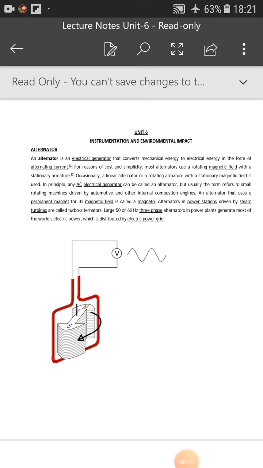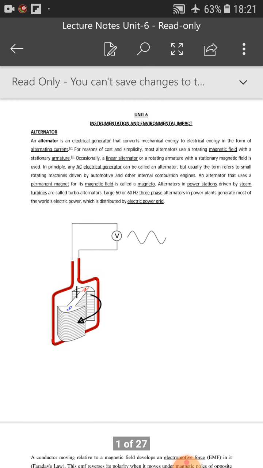Today we will discuss unit number 6, instrumentation and environmental impact. In the previous lecture, we discussed non-conventional energy sources, the fifth unit. In this, tidal energy, geothermal energy, like that. After that, we will discuss instrumentation and environmental impact.